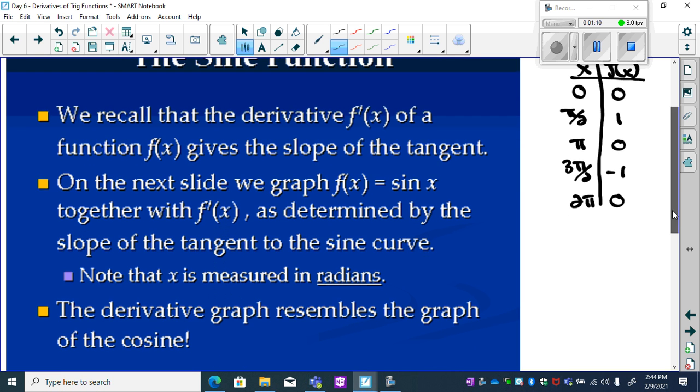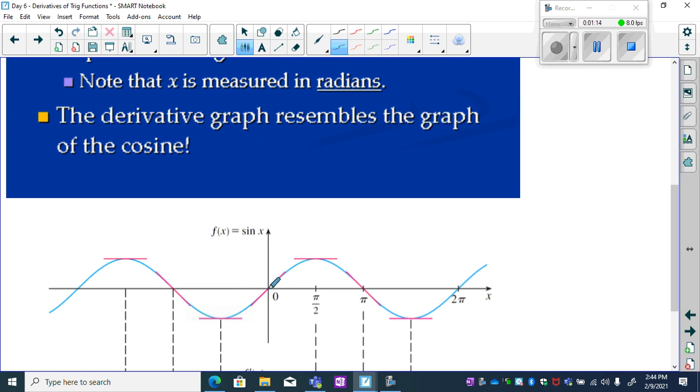When I scroll down, you will see this curve. So I will plot these points: 0, 0, pi over 2, comma 1, 1 pi, comma 0, 3 pi over 2, comma -1, and 2 pi, comma 0. So we can assume this is 1, and this would be -1. And I join those with a nice smooth curve, just like we did in Chapter 5 of Pre-Calculus 12A. And there is your curve.